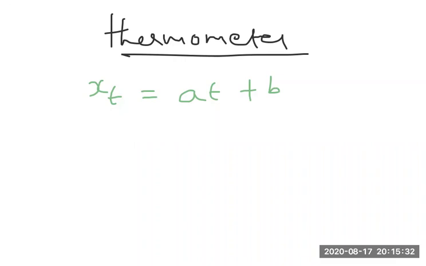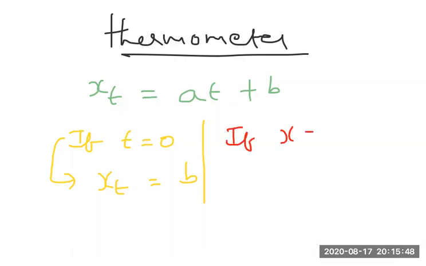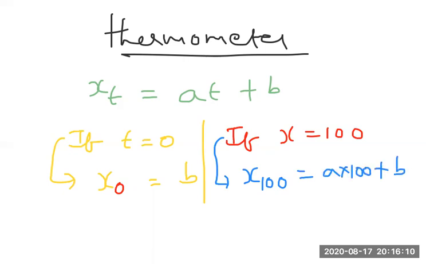Let me take X(T) = aT + b. If I take 0 degrees temperature, that is T = 0, then I can write X(t) = b. This is X at 0. Then if I take T = 100, what will X at 100 be? X(100) = a × 100 + b.